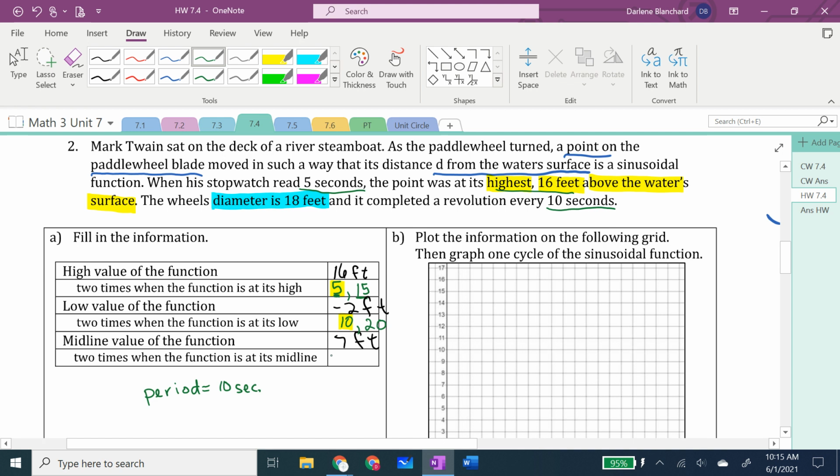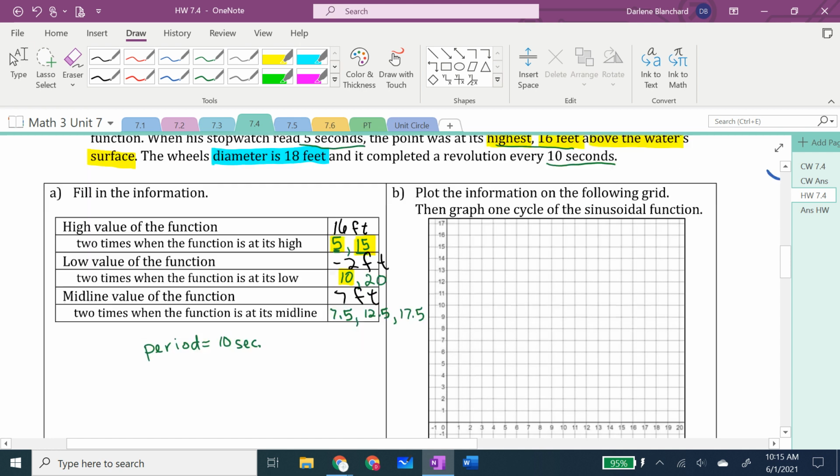So halfway between 5 and 10 is 7.5. We're going to hit the midline again halfway from 10 to 15, and that's going to be 12.5. And if you want a third time, halfway between 15 and 20 would give me 17.5. So any two of those three numbers works.